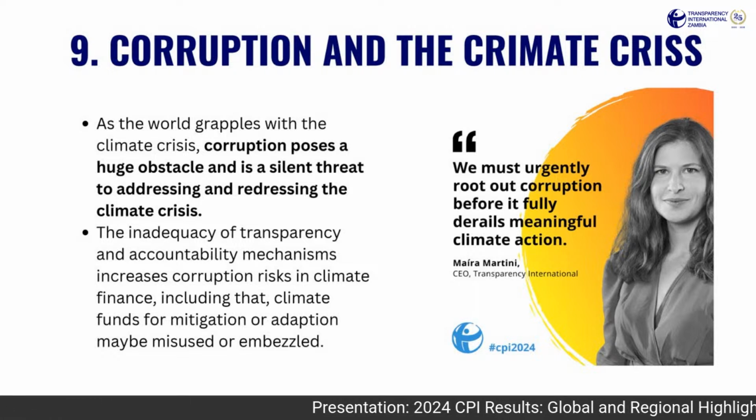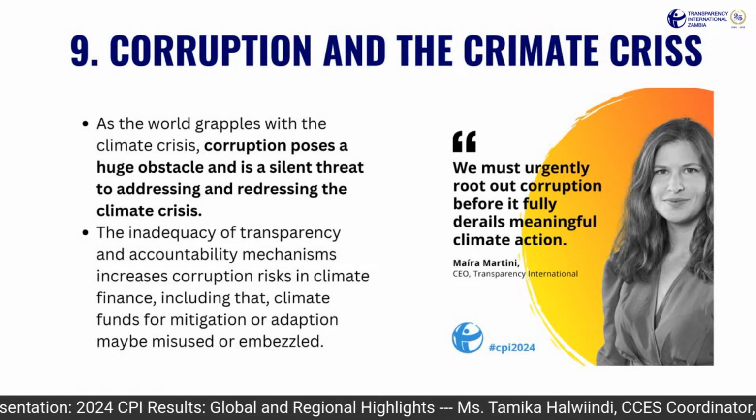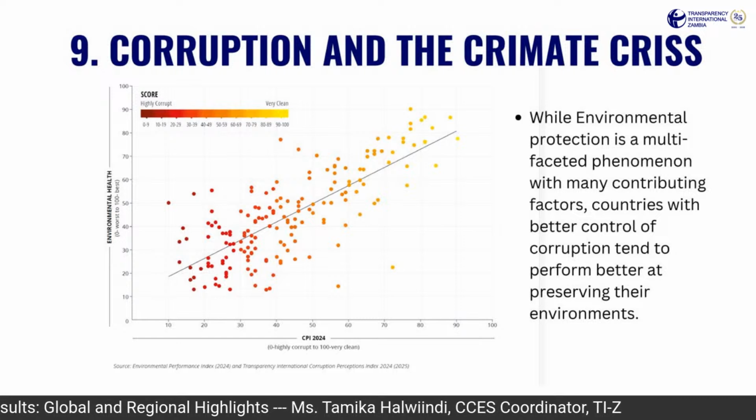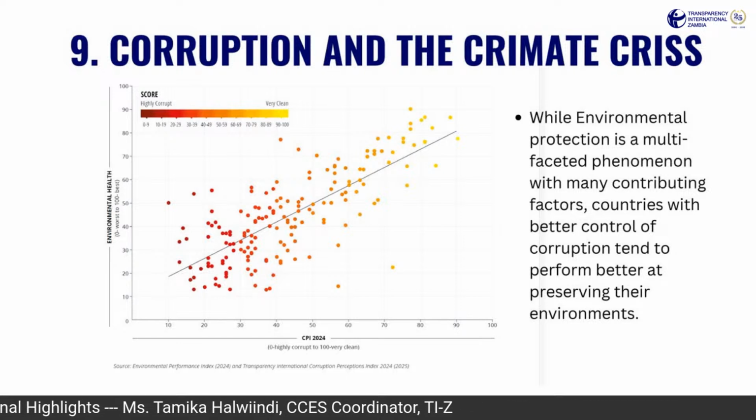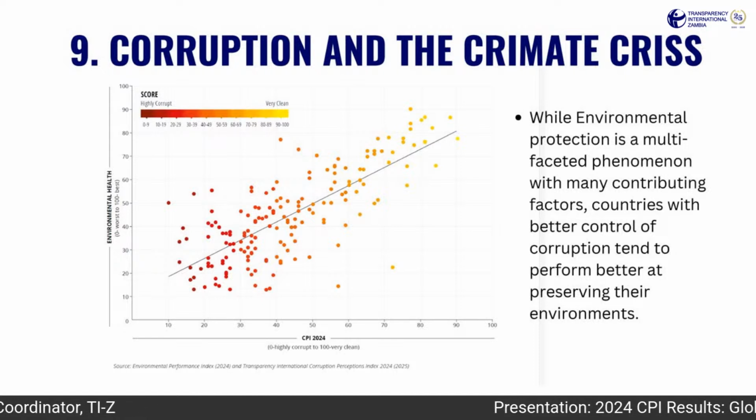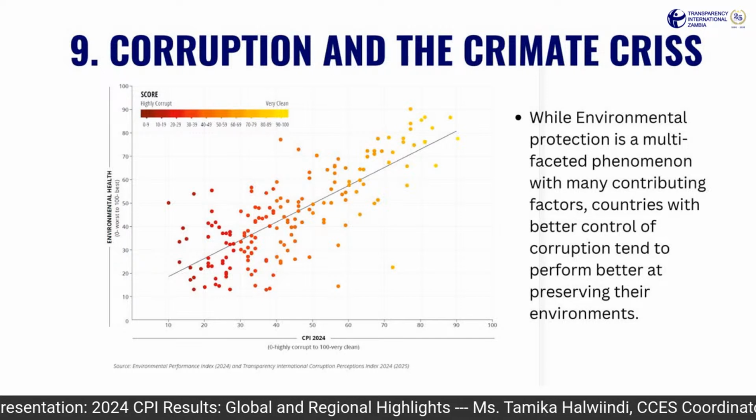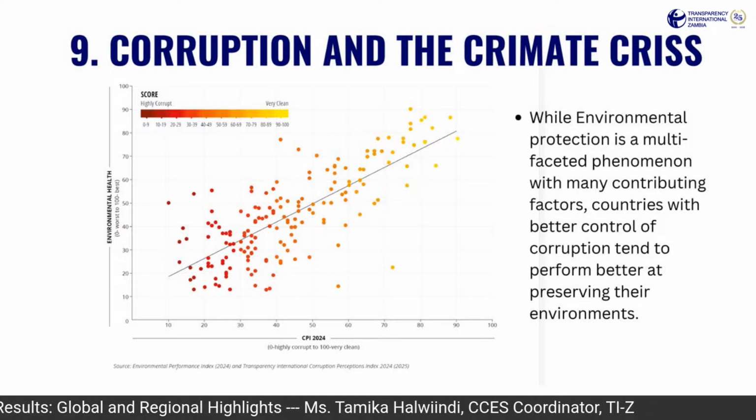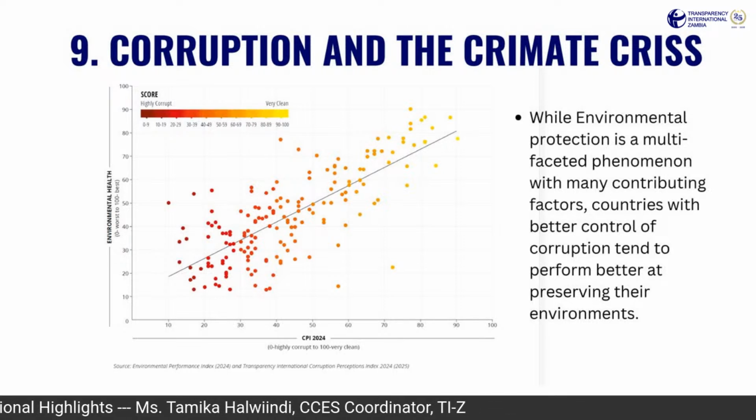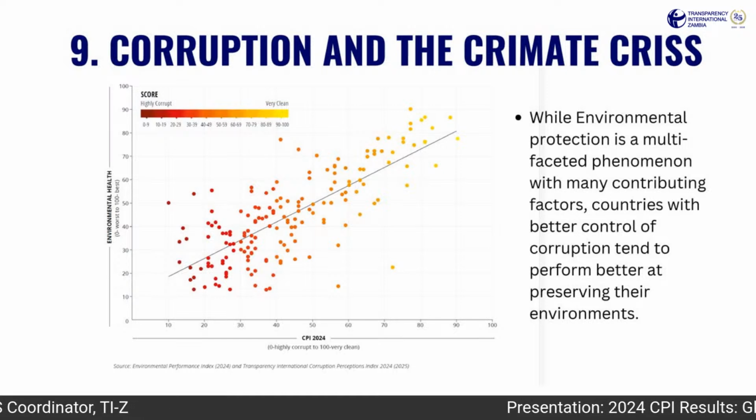The next slide shows a correlation between corruption and the climate crisis, but focusing more on issues to do with environmental protection. This analysis shows that countries with a low CPI score have lower environmental health. On the x-axis, we are measuring corruption based on the CPI. On the y-axis, we are measuring environmental health and environmental protection issues. So this shows that corruption can contribute to or undermine environmental health and environmental protection outcomes.